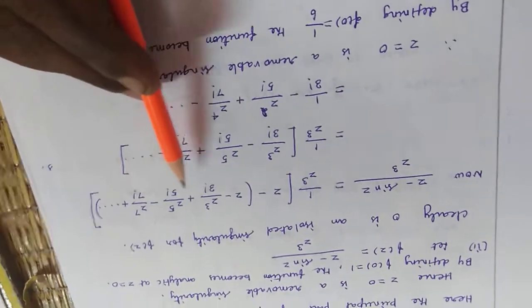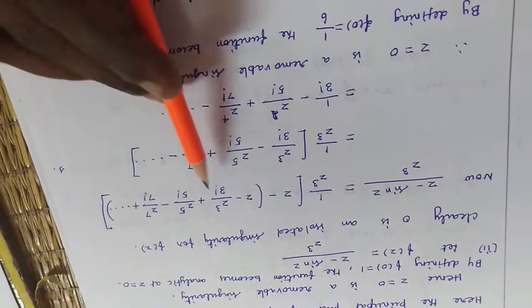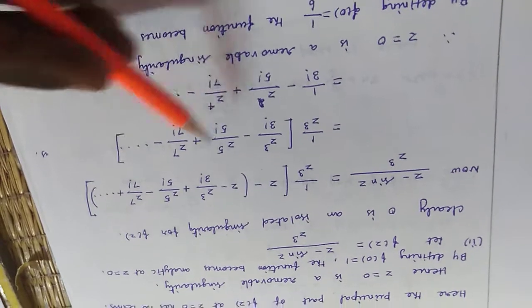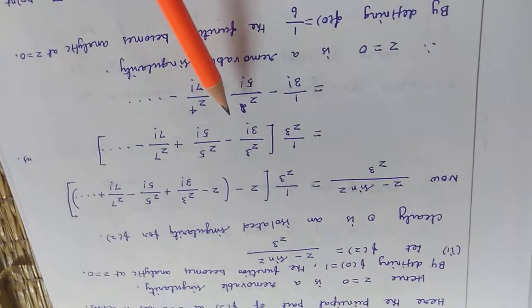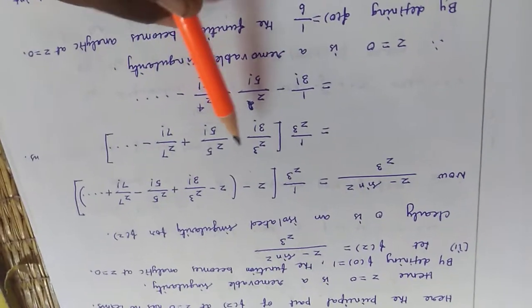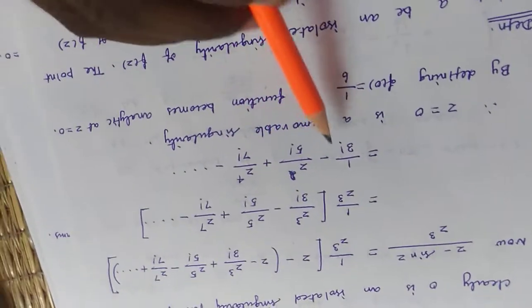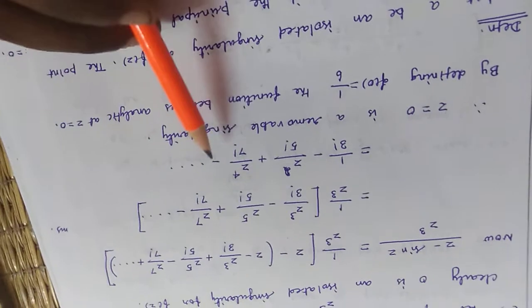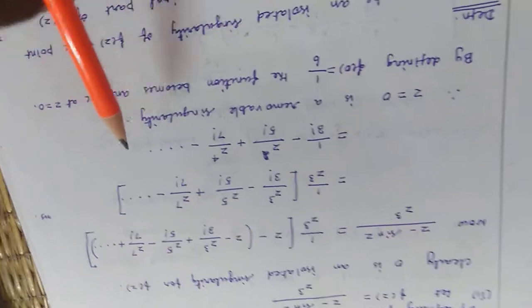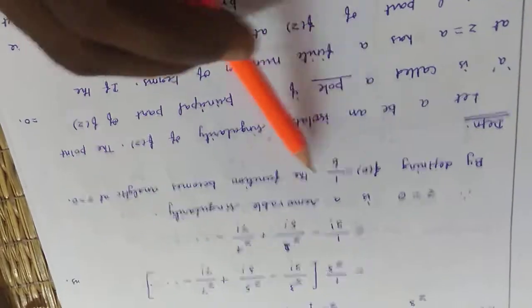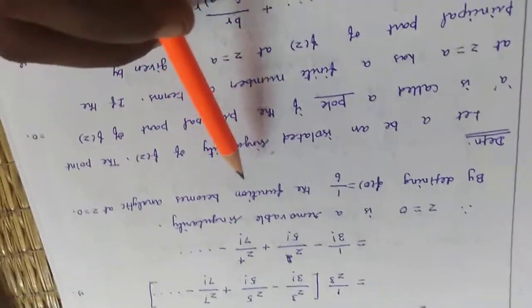So in the sin z expansion, z minus z cube by 3 factorial, the z cancels, and the remaining value is z cube by 3 factorial minus z power 5 by 5 factorial plus etc. And the z cube in the denominator cancels with the numerator, and the remaining values are 1 by 3 factorial minus z square by 5 factorial plus z power 4 by 7 factorial minus etc. There is no principal part, which implies z equal to 0 is a removable singularity.